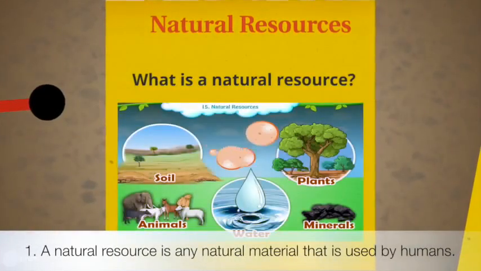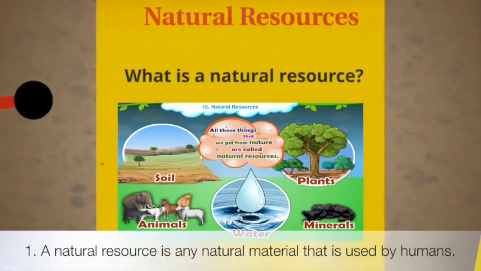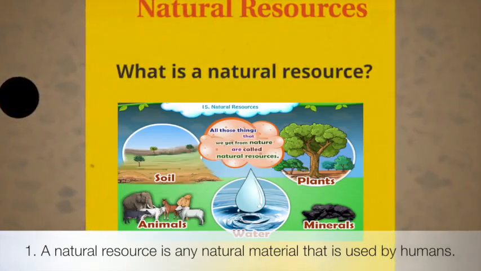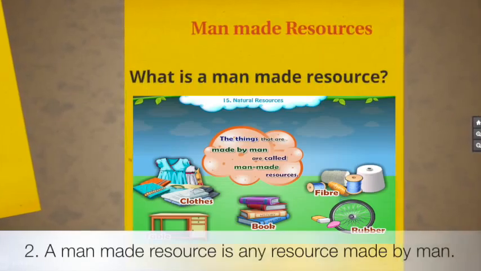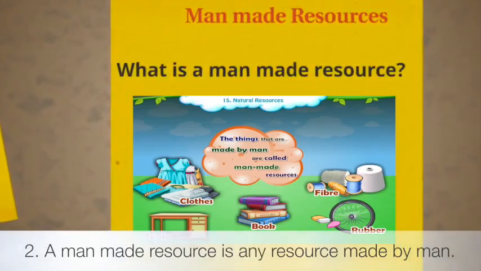What are natural resources? What are man-made resources? All those things that we get from nature are called natural resources. Made by man are called man-made resources.